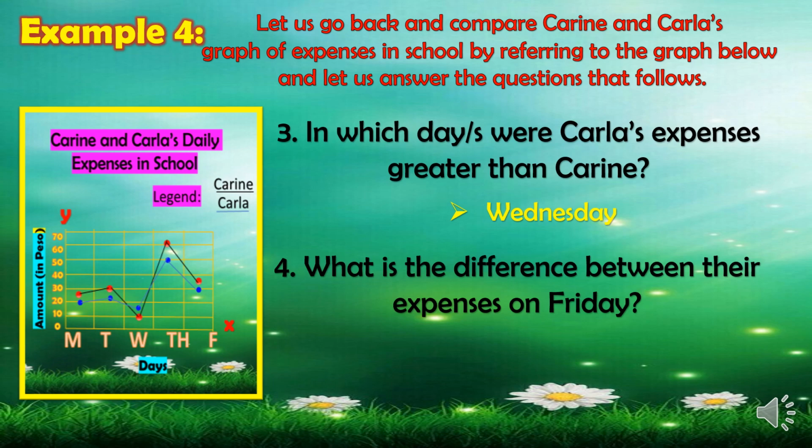And then for number 4, what is the difference between the expenses on Friday? So the answer is 5 pesos because Karin's expenses is 35 while Carla's expenses is 30 pesos, so their difference is 5 pesos.